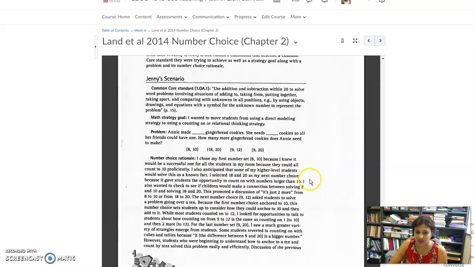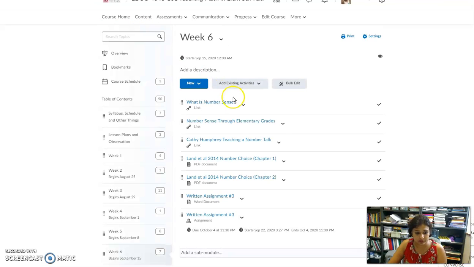I selected these because it gave them the opportunity to count on the numbers larger than 10. I wanted to see if the children could make a connection between solving 8 and 10 and solving 18 and 20, because I can write 18 as 10 plus 8, or I could also solve it as 2 less than 20. So think about those ideas that you read in your book with anchor numbers, less than, greater than, and all of those things to do your assignment for this week.